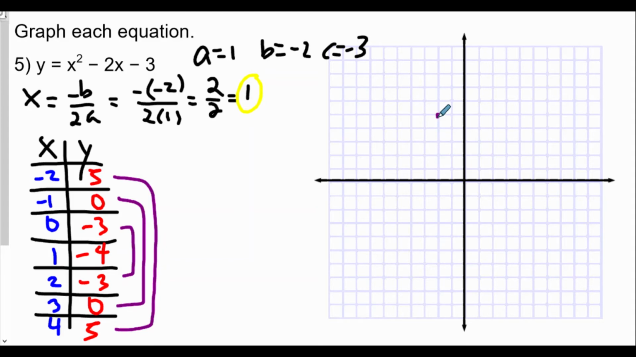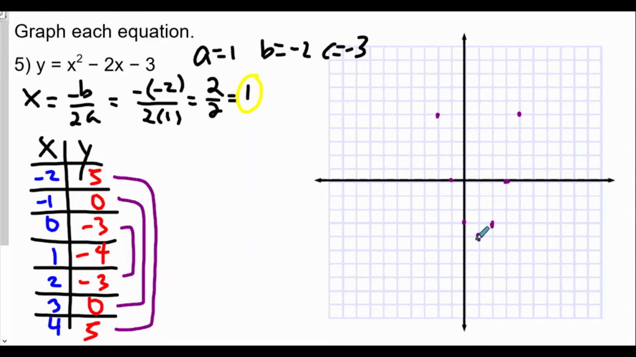When x equals -1, the y value is 0. When x is 0, the y value is -3. This is our y-intercept. When x is 1, the y value is -4. When x is 2, our y value is -3. When x is 3, our y value is 0. And when x is 4, the y value is 5. I'm just trying to get these dots a little bit bigger. All right, and so now we're going to sketch our graph.